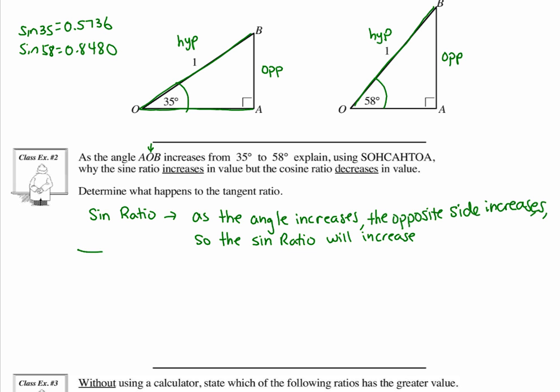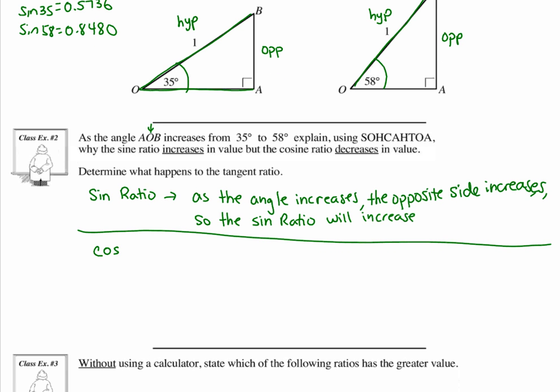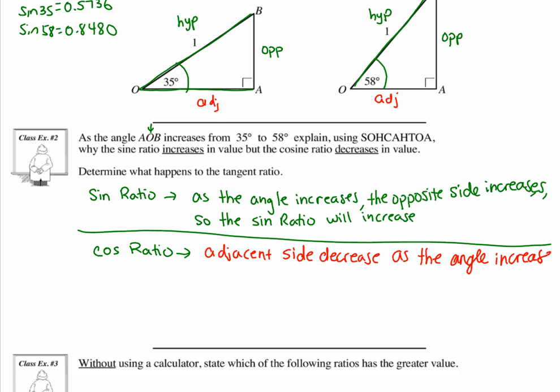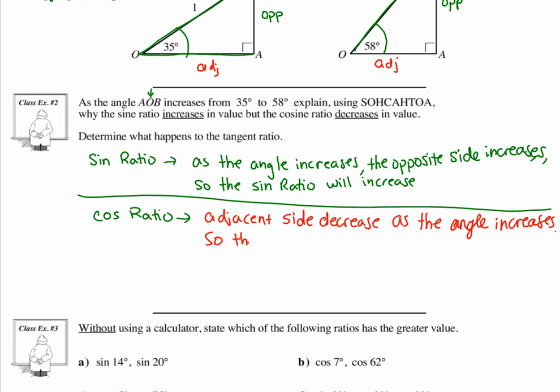Okay? Cosine. Cosine is which two sides? Adjacent and hypotenuse. So what is happening to the adjacent side? The hypotenuse is staying the same, but what is happening with the adjacent side as the angle increases? It's getting shorter. So the adjacent side decreases as the angle increases. And that's why the cosine ratio will decrease as the angle increases. Because that adjacent side is shrinking. In order for us to still have a hypotenuse of 1, and for the opposite to grow, the adjacent has to shrink.